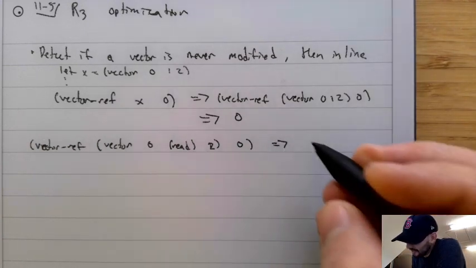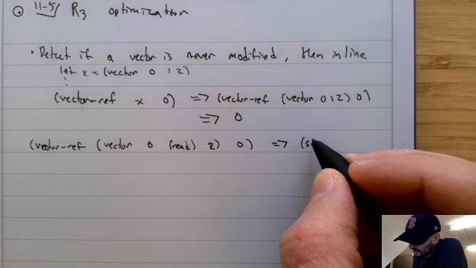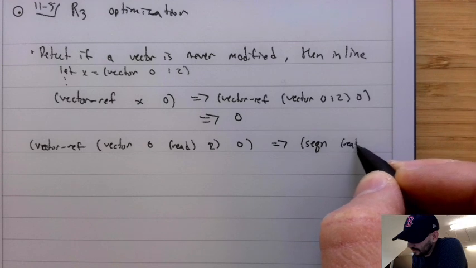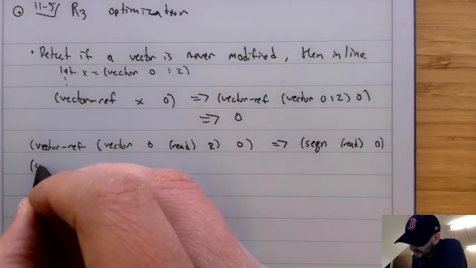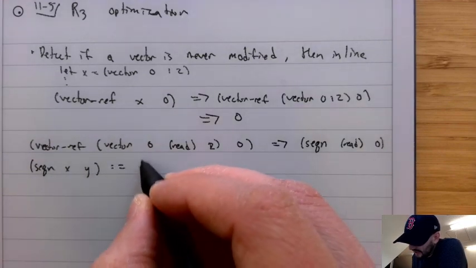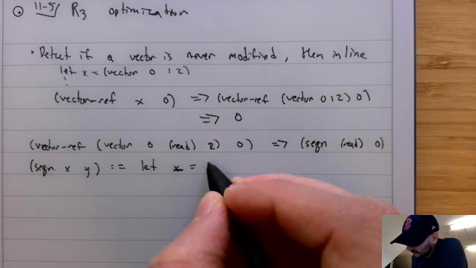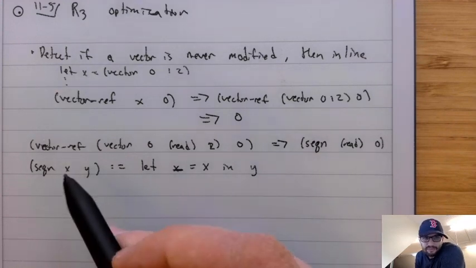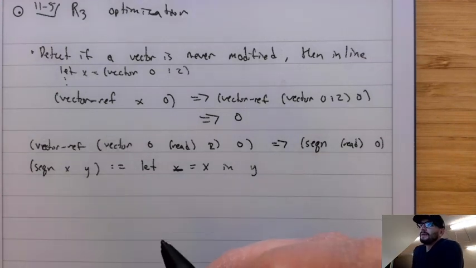So what we need to do is turn it into a sequence where we have the read, which we throw away its answer, and then we return the 0. And remember, sequence of x, y is just defined as let underscore equal x inside of y. So what this does is it makes it so that we evaluate x and then we throw away its answer.